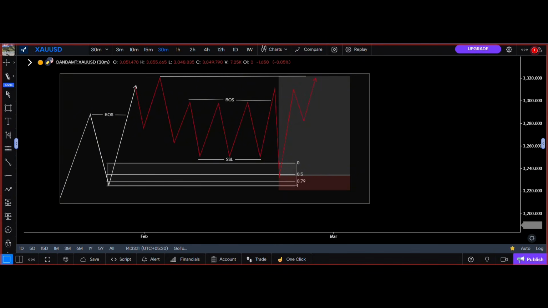So this was the bullish example. Take a screenshot of this diagram. Done with the screenshot? Now I'll move to the bearish example.